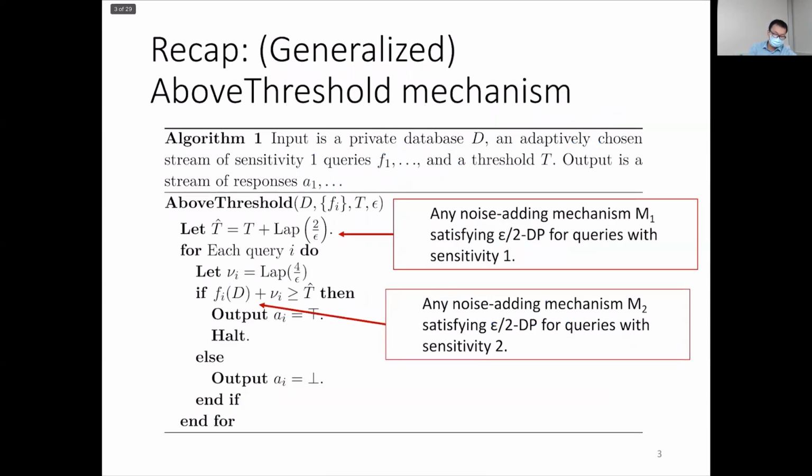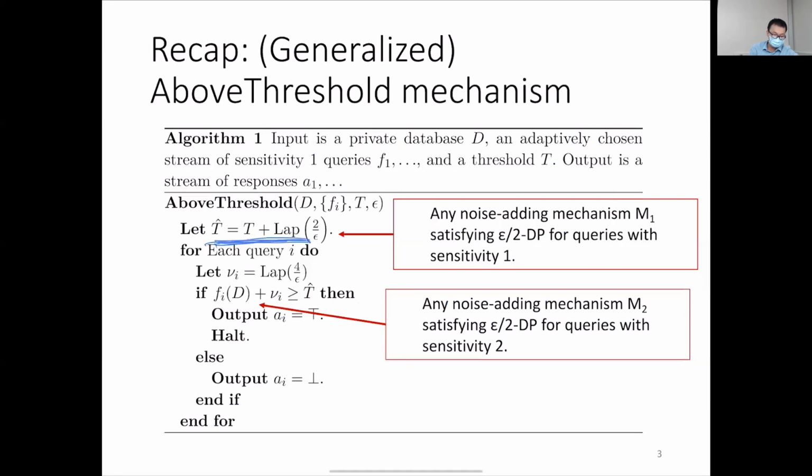A building block of the sparse vector technique is the so-called above threshold algorithm, above threshold mechanism, which iteratively goes over a sequence of queries that say some adversary gives us, and then we add noise to the threshold.